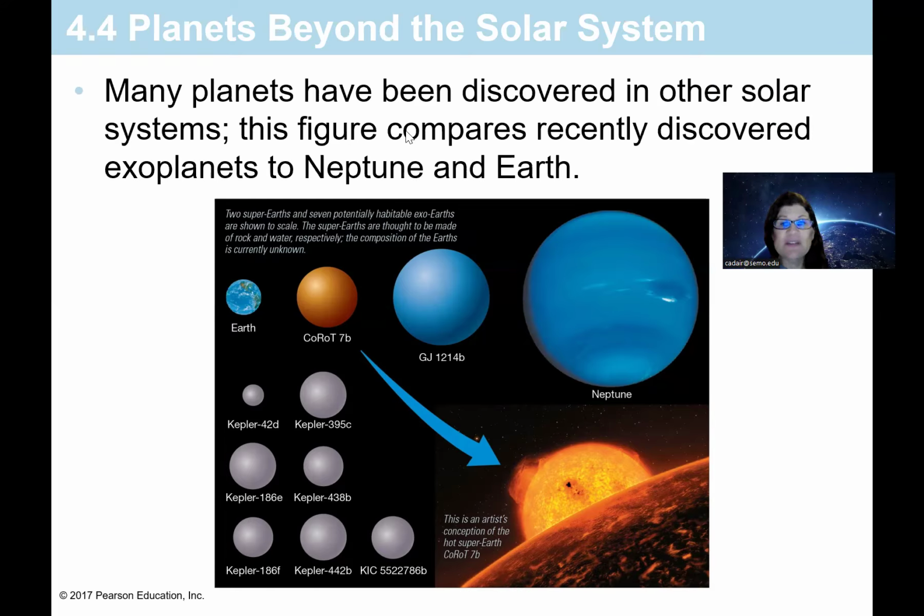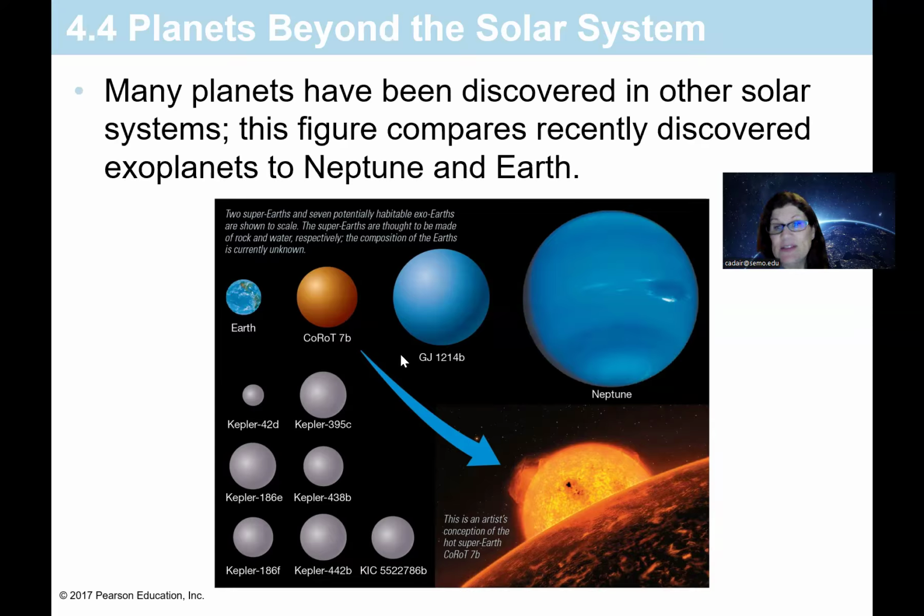So many planets have been discovered in other solar systems. This figure compares recently discovered exoplanets to Neptune and Earth. So basically, here are the names of all of them and roughly their size. I told you we have other exotic planets that are not represented in our solar system. But we can compare the planets to see if they're a Jupiter, a Neptune, or an Earth kind of thing.